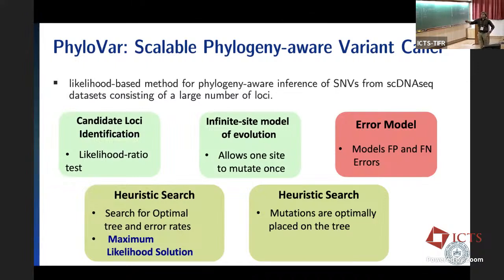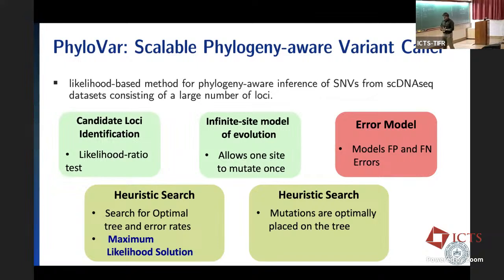So this is exactly the overview of the PhyloVar model. What we do, we developed a likelihood-based method. So that means we have to come up with a model of evolution. And the model of evolution we resorted to is something called the infinite sites model. And why did we choose this infinite sites model?